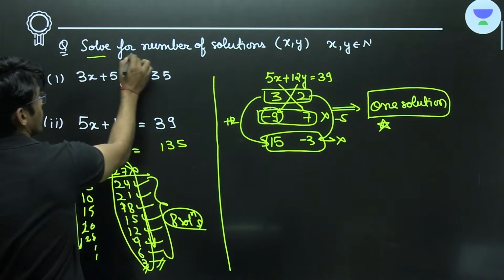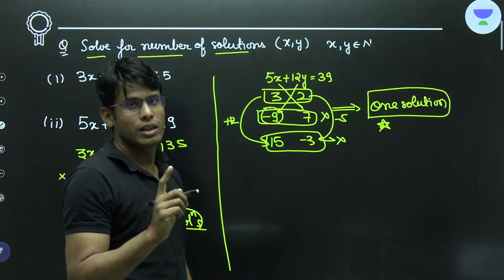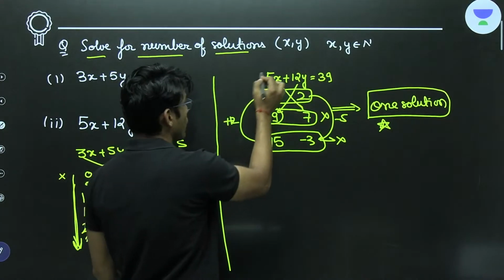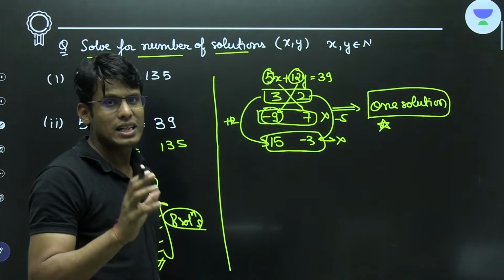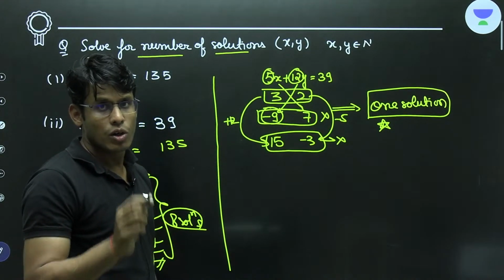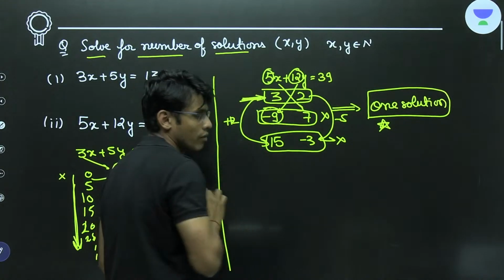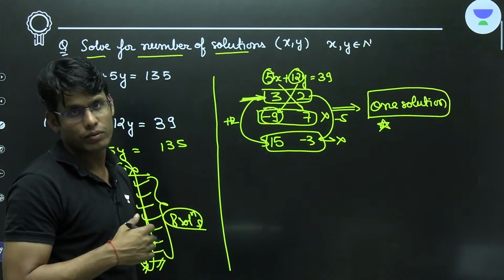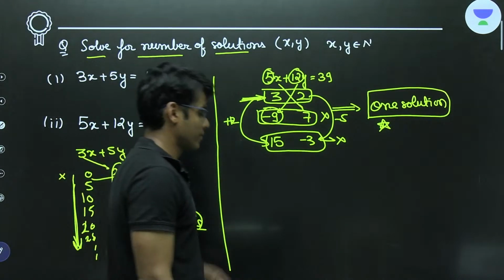Solve for number of solutions. One thing which you must have observed: with these coefficients, if I complicate them, finding this one particular solution which we get from hit and trial will be increasingly difficult. Right? Let's try to do this.